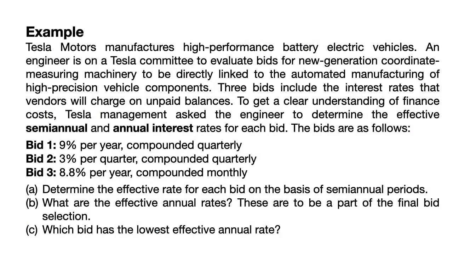In this example, we are going to apply the concept of effective interest rate to decide on different alternatives. This case study is about Tesla Motor, who wanted to buy a new coordinate measuring machine. Three proposals or three bids were proposed by their vendors. They give different options on how Tesla Motor will pay on the unpaid balances.